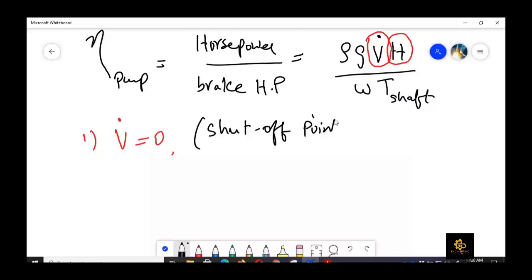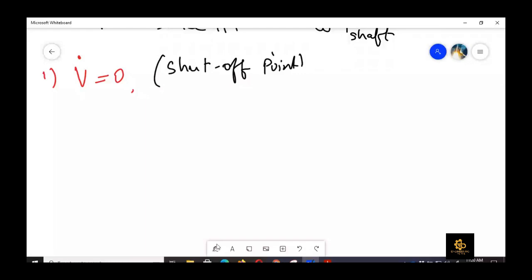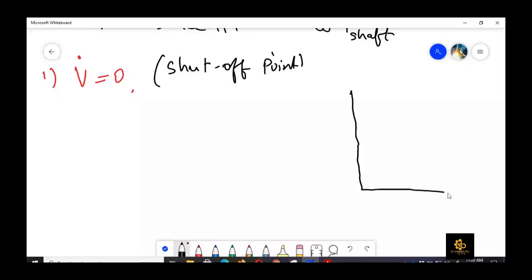Let me draw it here as well. If this is the volume flow rate V dot, and here we are drawing H and efficiency as well. At this point, if the valve is closed, the net head available across the pump is maximum, because it would have the maximum potential for work. But because the valve is closed in front of it, the efficiency would be zero at this point.